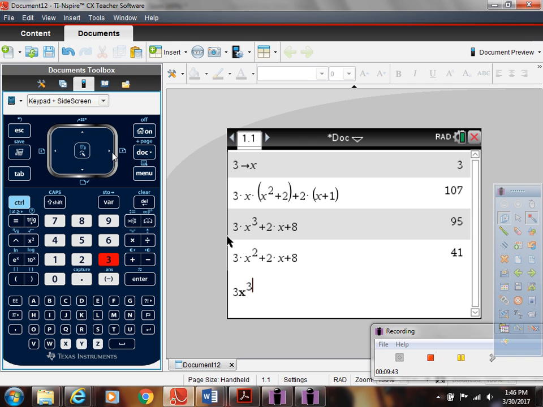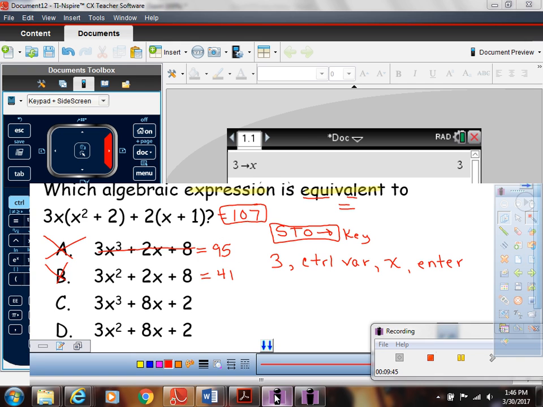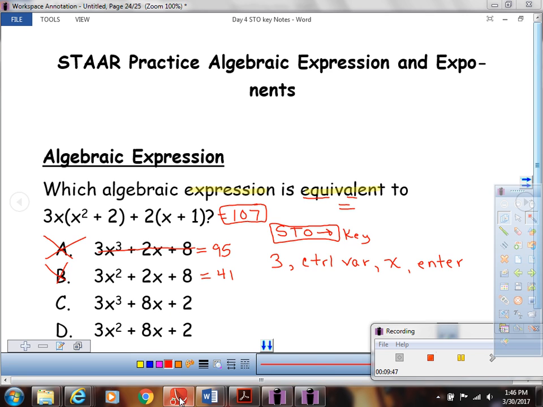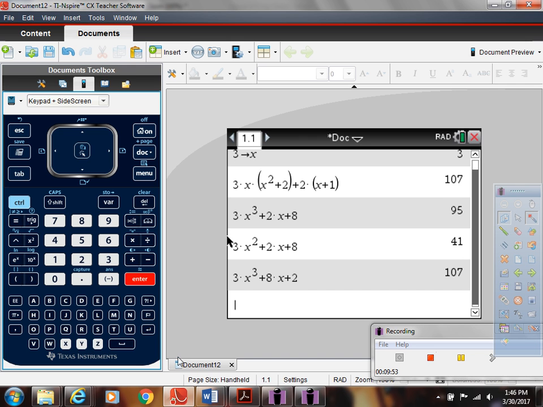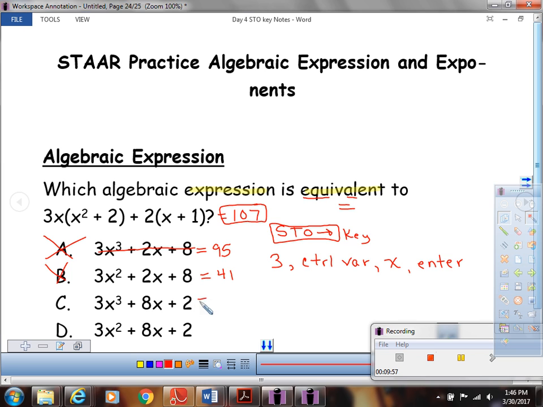So 3x to the 3rd, and then plus 8x plus 2. Press enter, 107. Now, it's possible that another one is 107. So before you say that's the answer, you better try all of them.